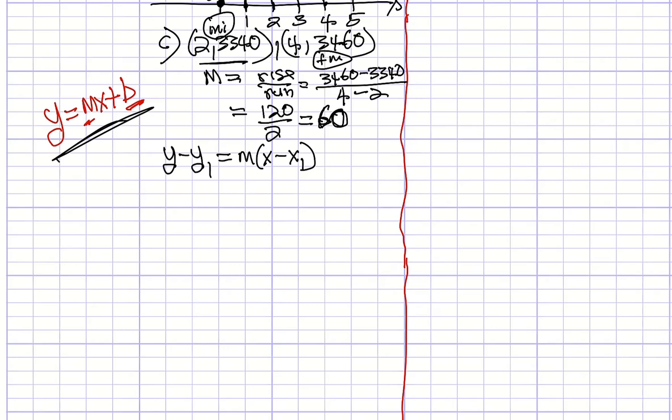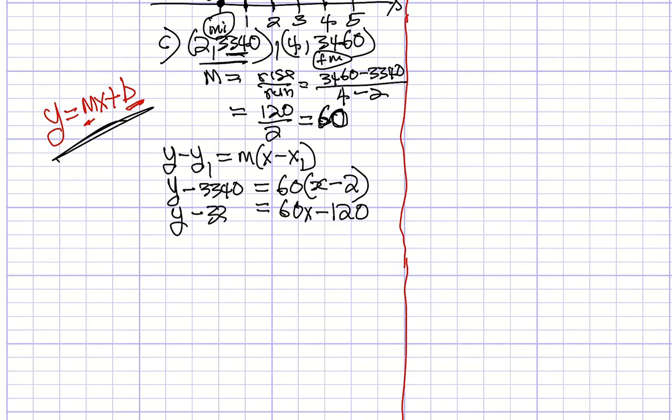We have to use one point, so we use that point there. We have y minus the y value, which is 3340, equals, what is the slope? 60, times x minus, what is x1? 2. Okay, so we'll simplify this. That's the same thing as 60x minus 120. So that's y minus 3340. Okay, so we keep going.